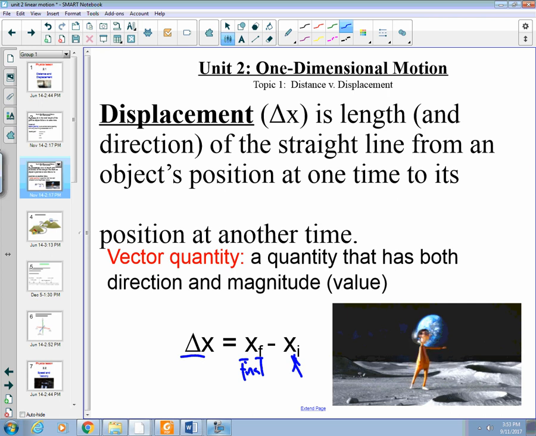It's a vector quantity, which means it has both magnitude and direction, just like our villain down here, Vector from Despicable Me.